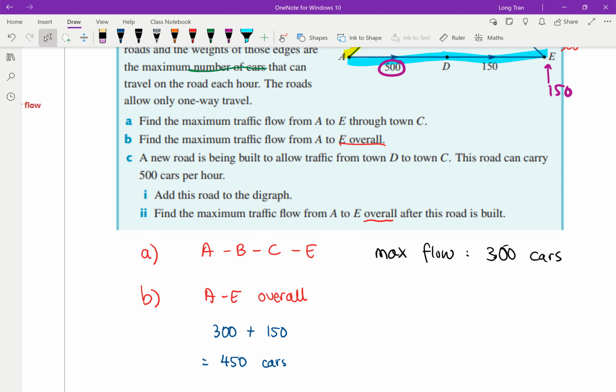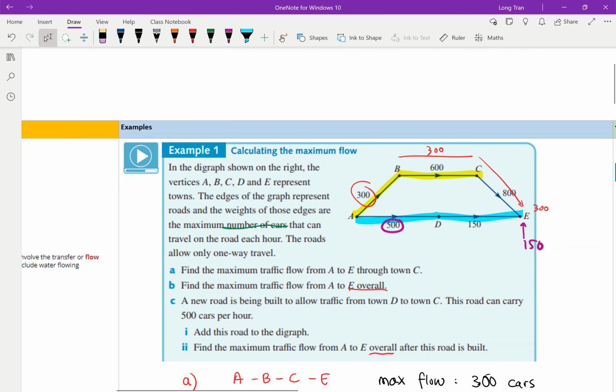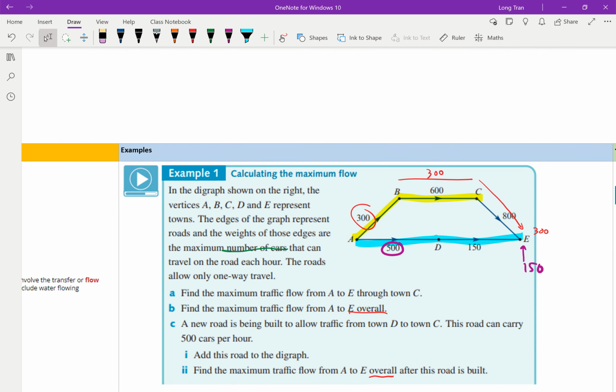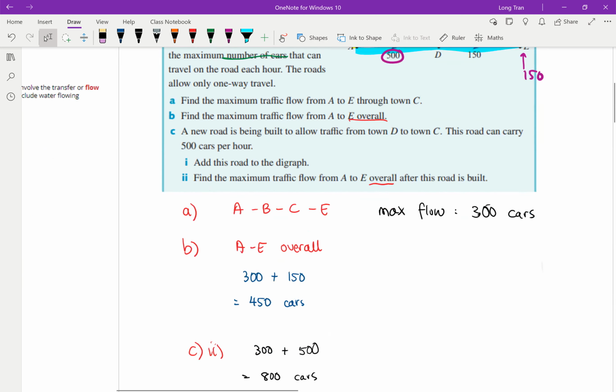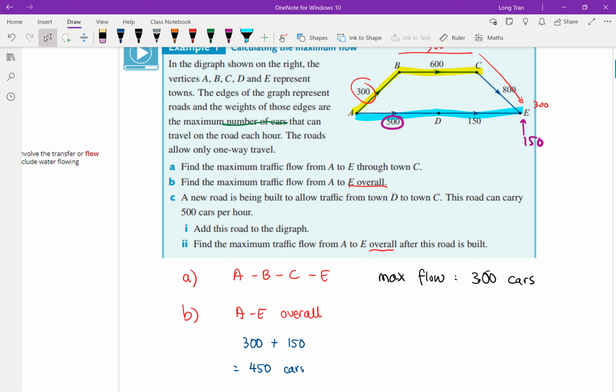Here we go. So you've got max flow. You got from point A to point E. There are two pathways to get there. We can see how I got 450, and that's what question B was. Over to question C. This is where it gets a bit more interesting.